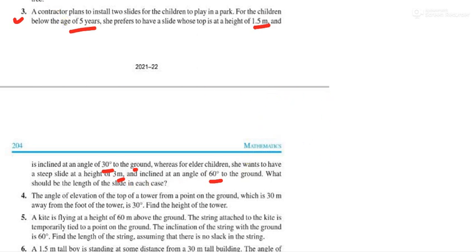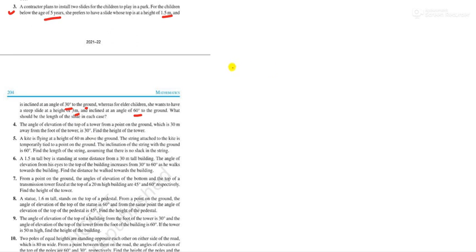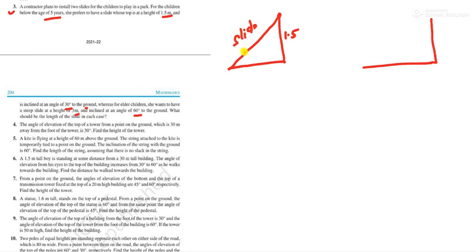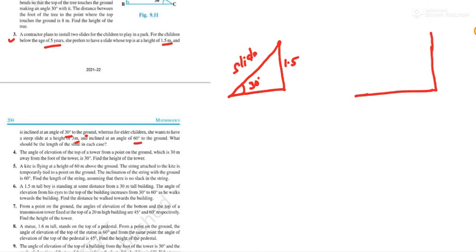So there are two cases over here. Okay, there is a contractor who wants to make this like this. I will show it here. Okay, see. So you might have seen that slide. So this was for the children below the age of 5. The top of this height is 1.5, and this is the slide. An angle made by the slide is how much? Here it is 30 degree. And in the second case, this height is increased to how much? 3 meter, like this.